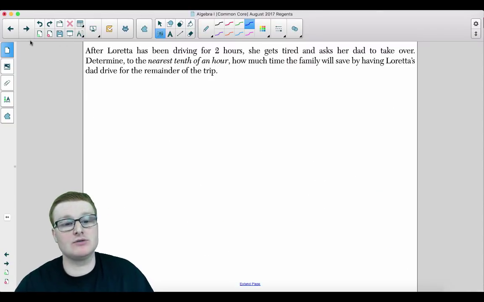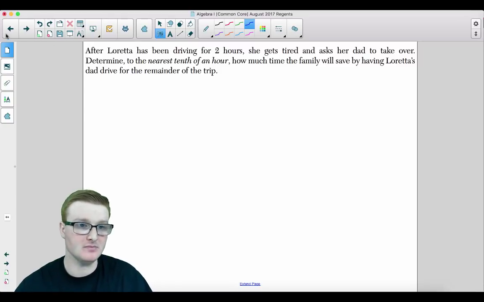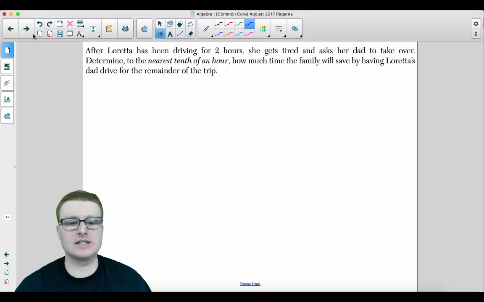But the problem is, after Loretta has been driving for 2 hours, she gets tired and asks her dad to take over. Determine to the nearest tenth of an hour how much time the family will save by having Loretta's dad drive for the remainder of the trip. So we need to do pretty much the same thing as what we just did before, except now we're just changing that 4 to 2. So let's go back and do this.